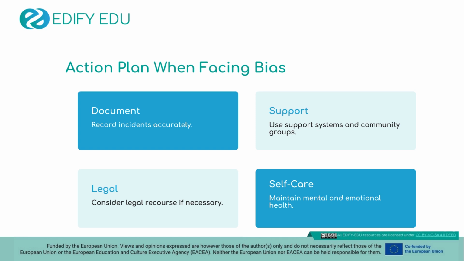Equally important is maintaining your mental and emotional health through self-care practices. Engaging in activities that promote well-being can help you manage the stress and emotional toll of experiencing bias. By following these steps, you can navigate and address bias effectively, ensuring your well-being and rights are protected.